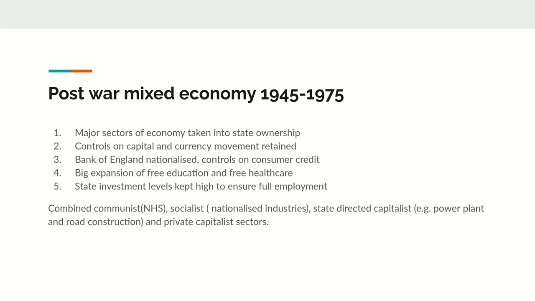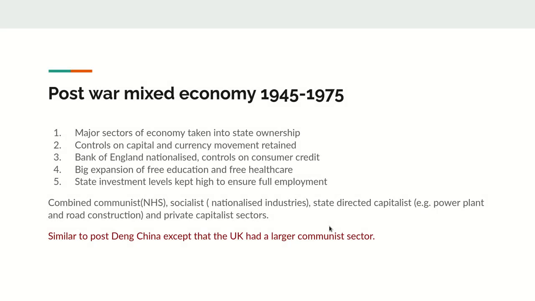The government was the sole purchaser of power plants. And because the airline industry was nationalised, the government was the primary purchaser of aircraft. Similarly with road construction, the civil engineering companies were basically dependent on government orders. But there was a private capitalist sector producing consumer goods both domestically and for export. It's in many ways similar to post-Deng China. The model that Britain had from 1945 to 75 is like modern China, except if anything, Britain had a somewhat larger communist sector.